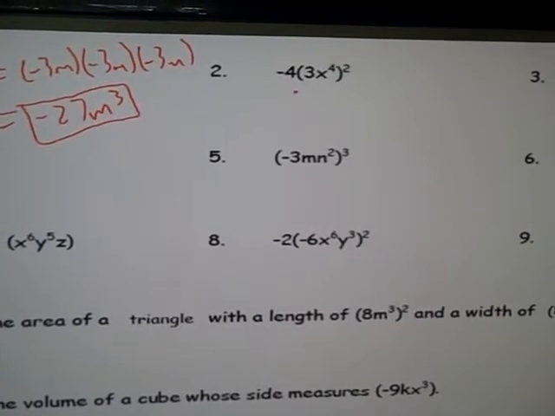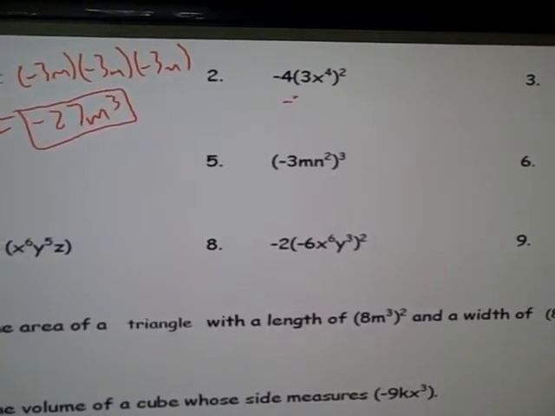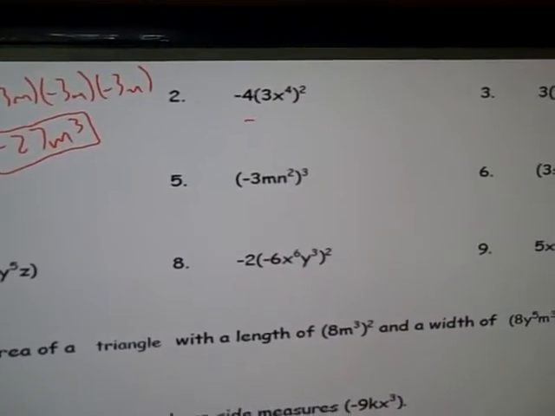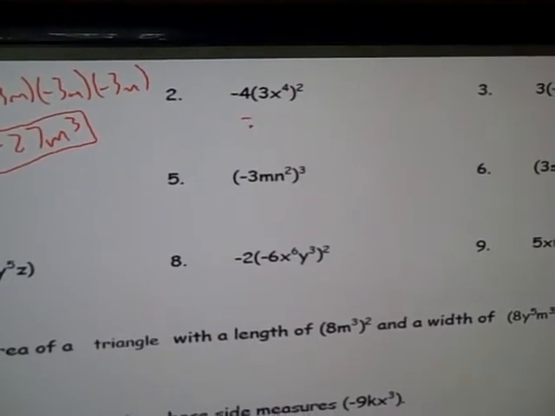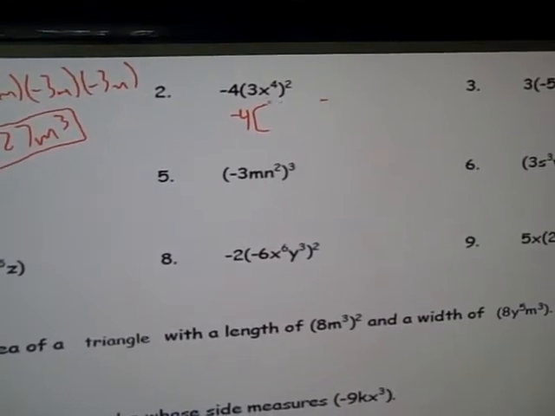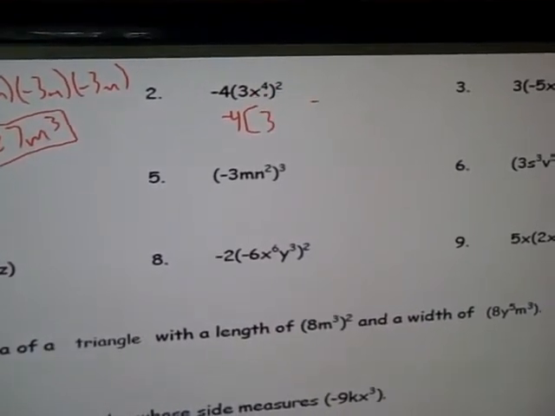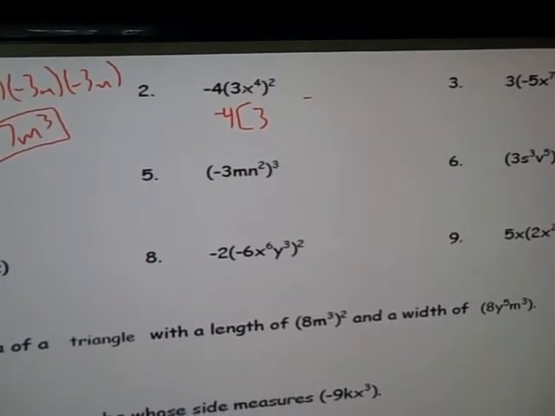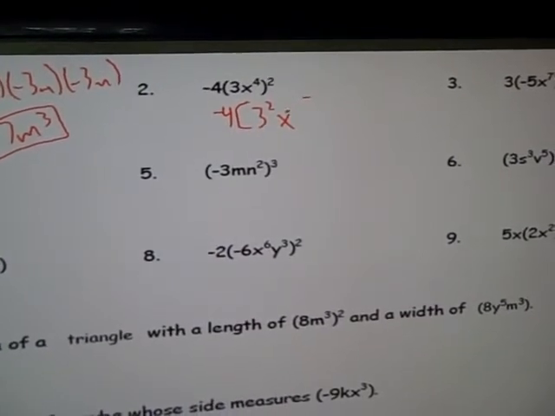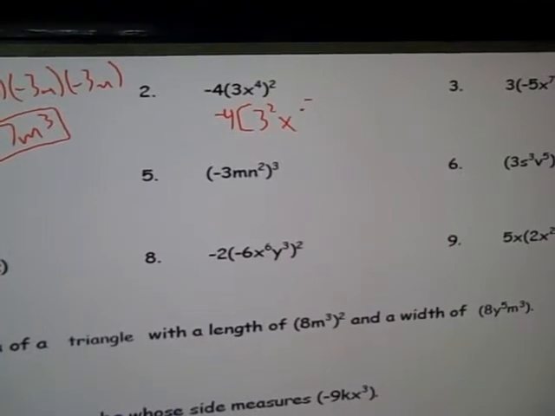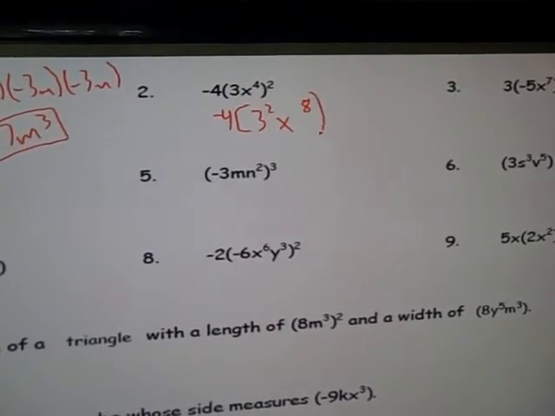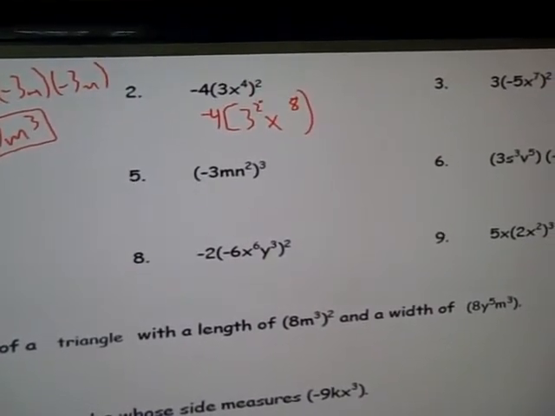2. Negative 4 times 3x to the fourth, squared. We don't do the multiplication right away. We might think of doing that right away, but we have to first evaluate the exponent to follow the correct order of operations. So we leave negative 4 by itself for now. Then we take the term inside the parentheses, 3x to the fourth, and square it. So we're squaring 3 and we're squaring x to the fourth. x to the 4 squared is the same as x to the 4 times 2, which is x to the 8th. All I did was multiply the exponents.